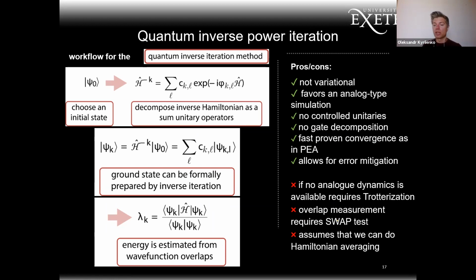So these are all good points. If we do not have an analog simulator, the problem is you require trotterization, and trotterization, of course, will lead to longer depths. To measure overlaps, you will require something like a swap test, so it increases at least twice your system or the depths. And also the problem, it assumes Hamiltonian averaging, but I will show how this can be changed in the future.